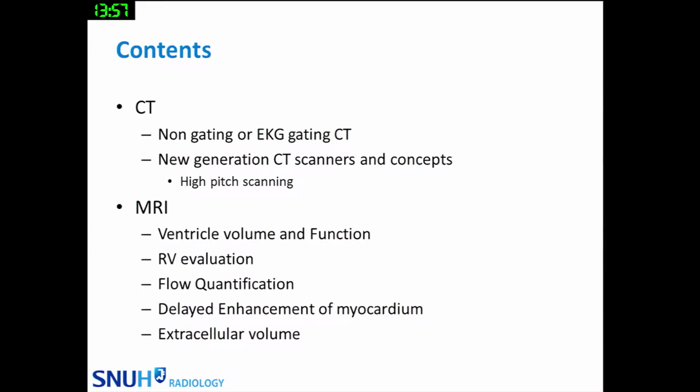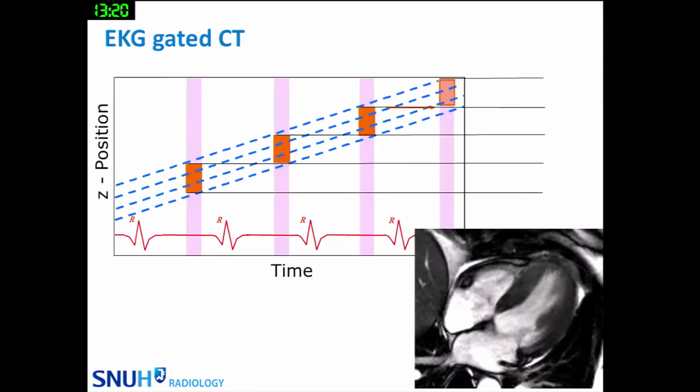So I will just introduce what we can do with CT and MRI, not deep detail of disease or findings. In CT, I'll show you some non-gated and gated techniques, and then introduce new generation CT scanners and concepts. And then MRI: the ventricular volume and function, RV, flow quantification, delayed enhancement, and extracellular volume, where MR has extended its application recently. So it will be very interesting to know what MR can do.